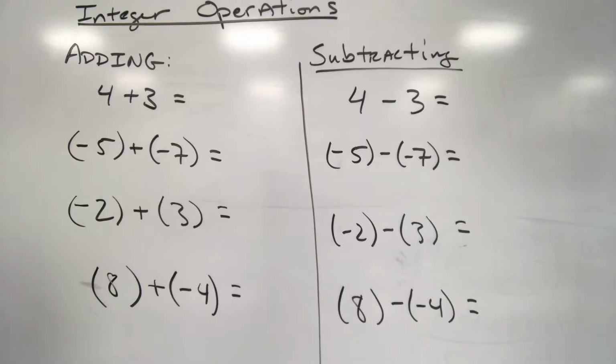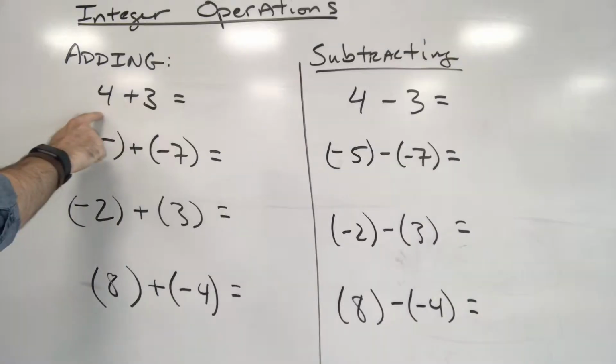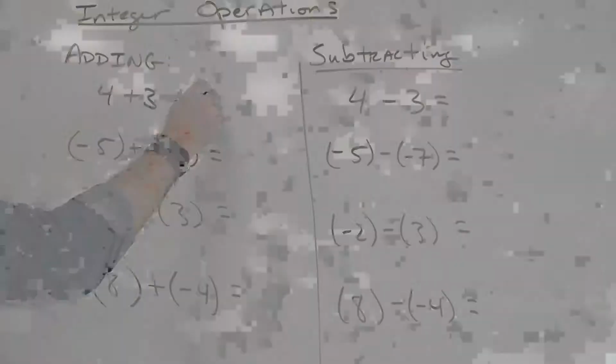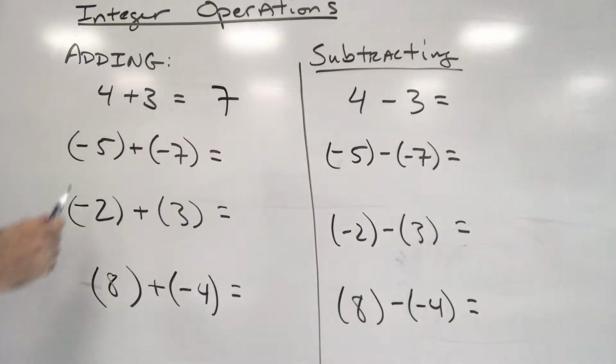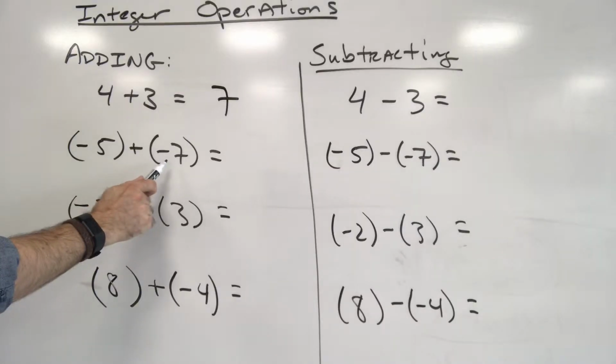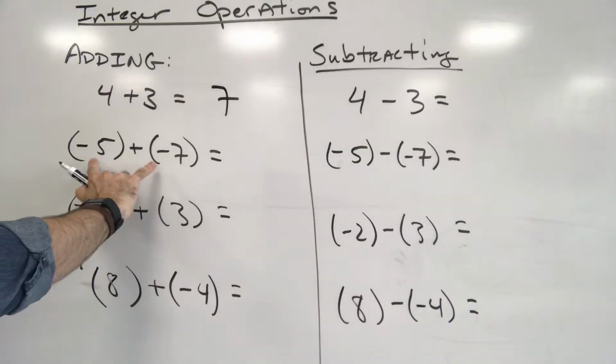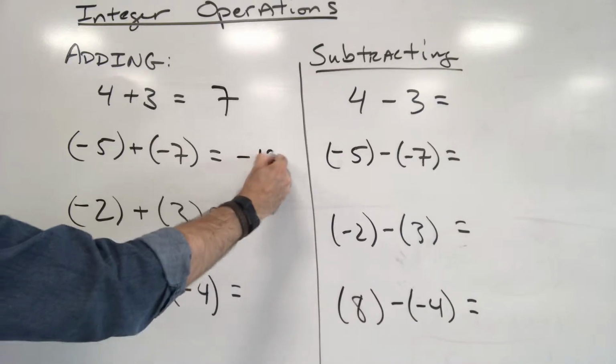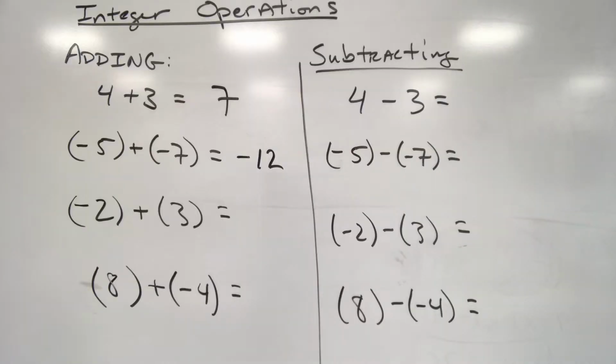When it comes to adding, here we have 4 plus 3. Both of these are positive numbers. We can add them as we always have. Their answer is 7. Here we have negative 5 and negative 7. Since the signs are the same, we can just add up those numbers and keep the same sign. We get negative 12 for our answer.